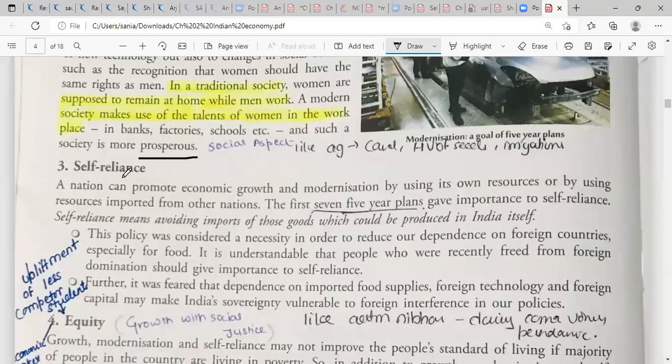Now, third is self-reliance. Ma'am, what is self-reliance? Self-reliance means avoiding import of those goods which can be produced in India itself. For example, earlier we were importing everything from foreign countries because we didn't have any resources. So now self-reliance means you are going to avoid those imports. You are not going to purchase from foreign countries those goods that India can produce, right?